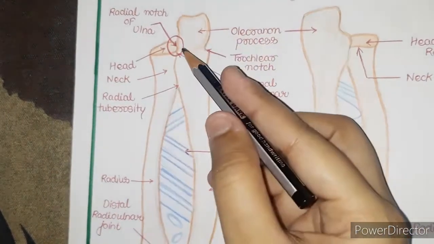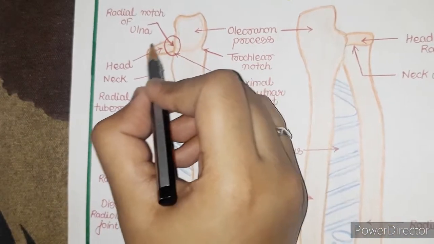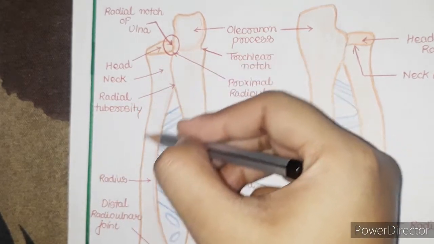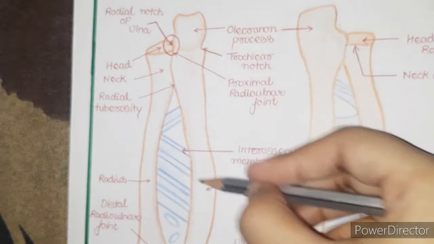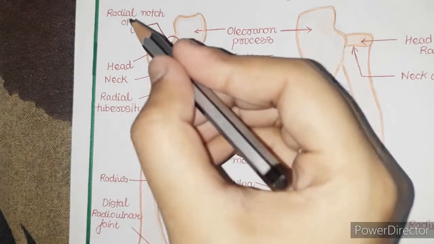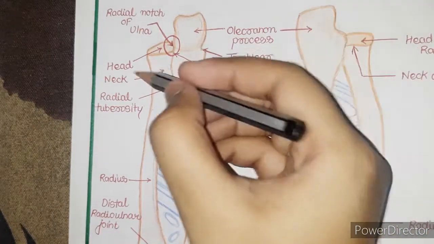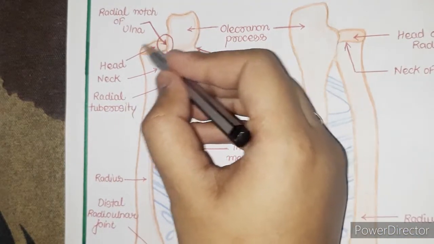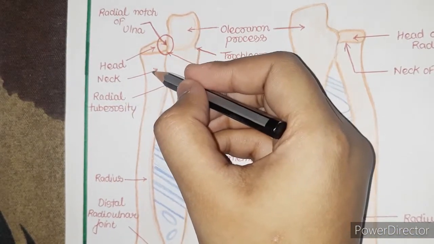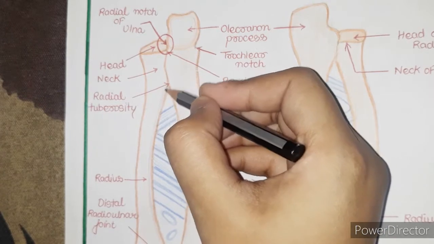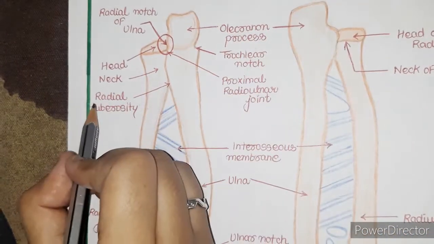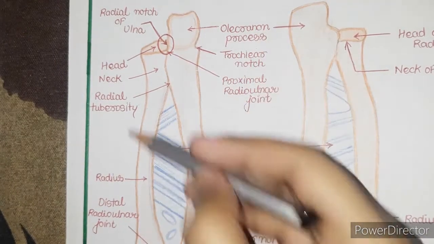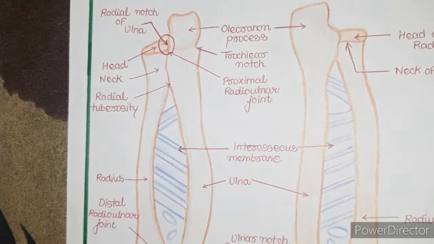Okay, so as we have already studied, this is the circular head of radius. Radius is the lateral bone, ulna is the medial bone. So we are going to study about the radius first, and then we will go to the ulna. Circular head, just below the head it has neck, and on the medial side we have one tuberosity which is known as the radial tuberosity, जो कि हमारी attach होगी जाके किसके साथ, ulna के साथ. Okay, this is the shaft of the radius.